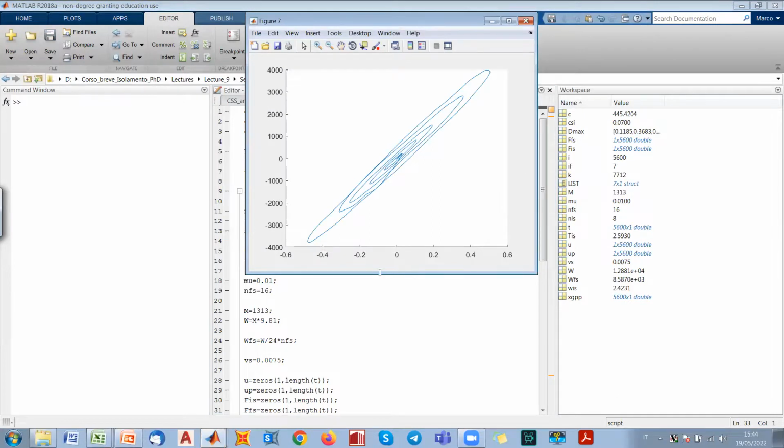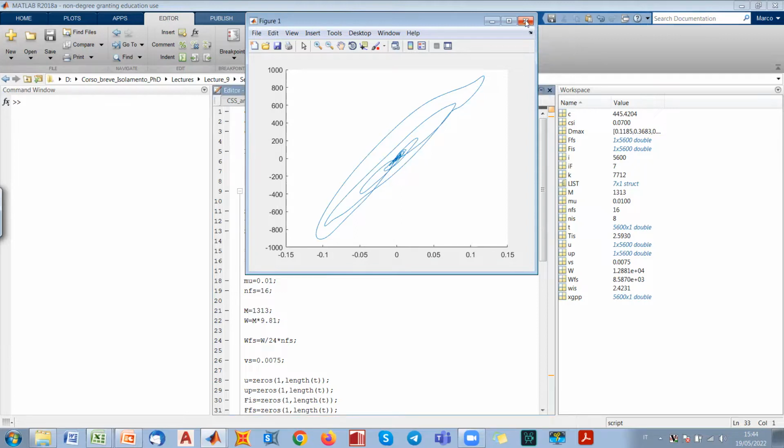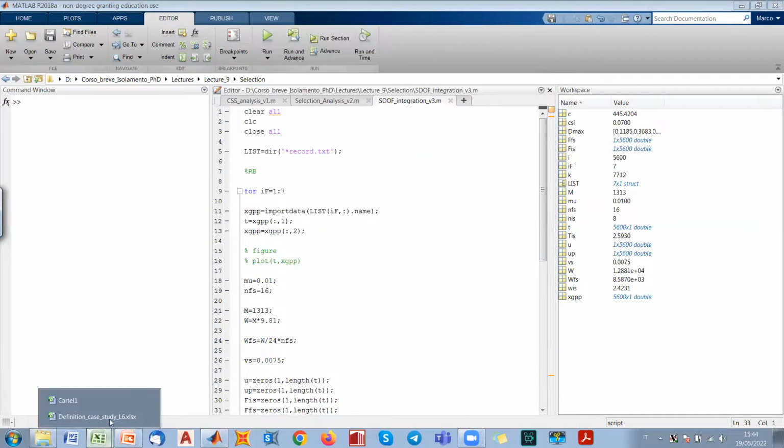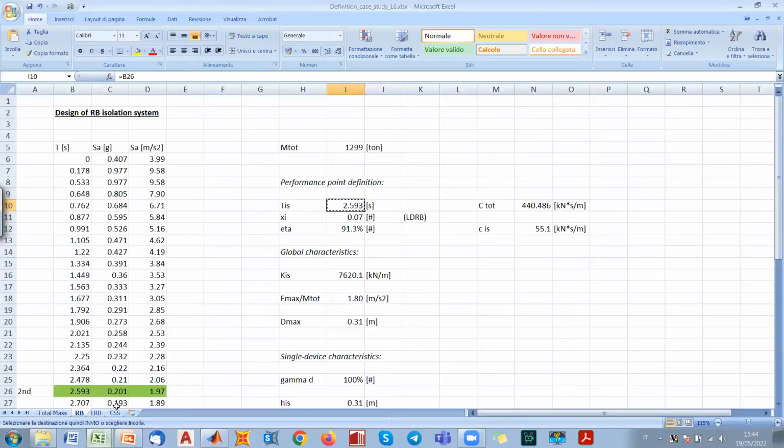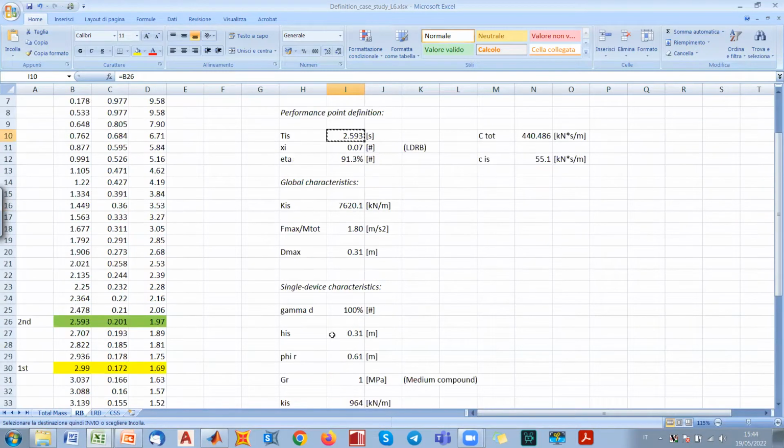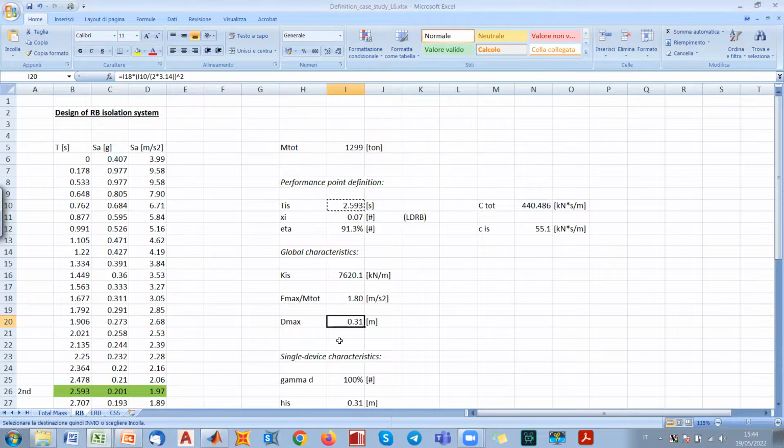Okay, you see that there is the common behavior for rubber bearings. So we have an elastic behavior with a very small hysteresis, which is returned by the constant value for damping ratio for all the events. Okay, this was actually very similar to what we obtained yesterday. And let's check the maximum displacement. The design maximum displacement for rubber bearings was, I think, very high. When I find 310 millimeters, so 0.31 meters.